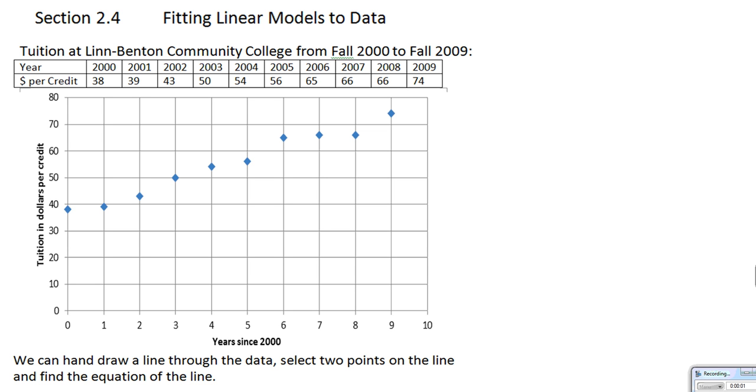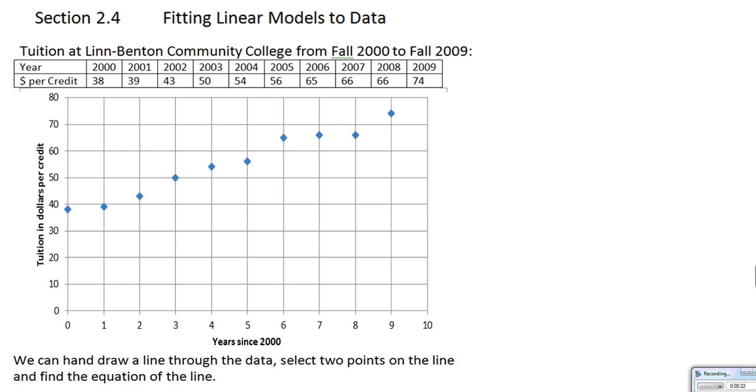Fitting linear models to data. Real-world data seldom lies exactly in a straight line with a consistent rate of change. But there is a lot of data that is close to being a linear model. This particular data set is tuition at LBCC from fall 2000 to fall 2009.